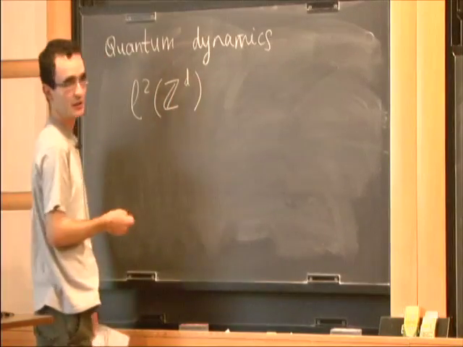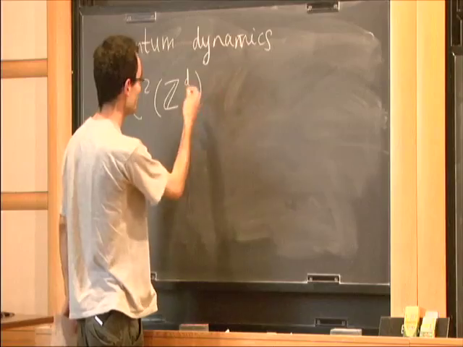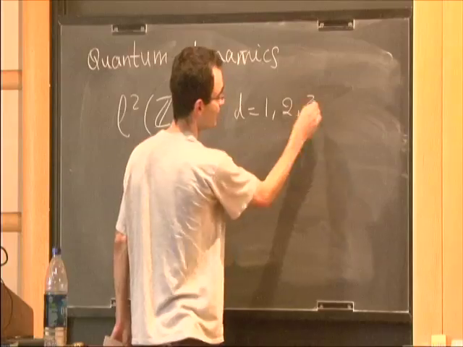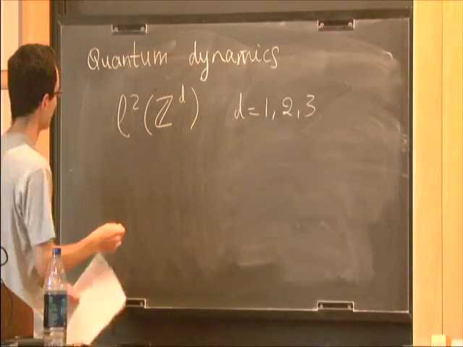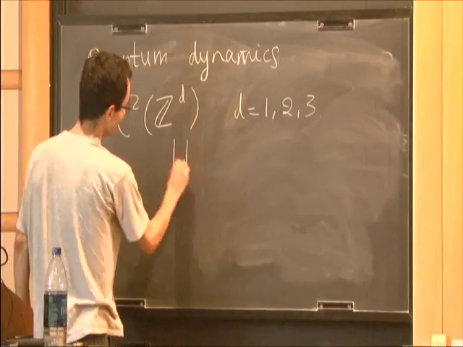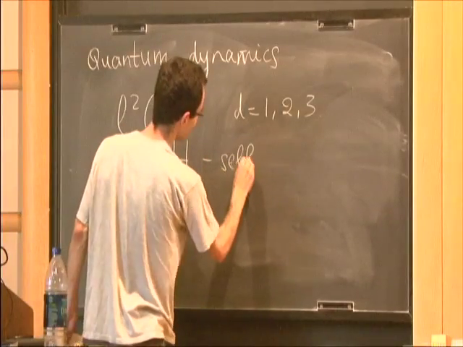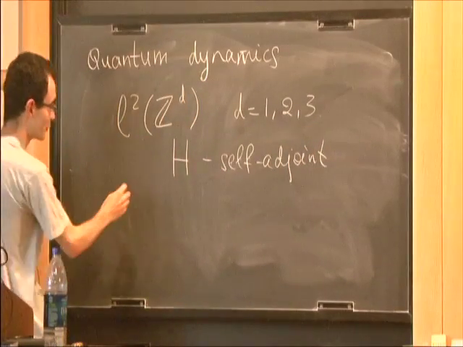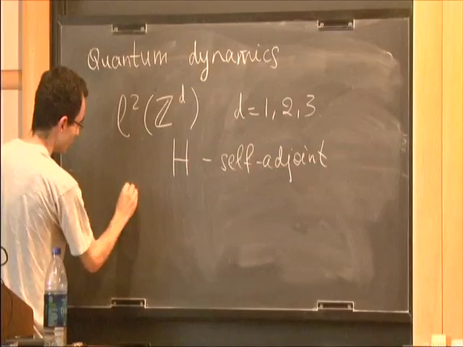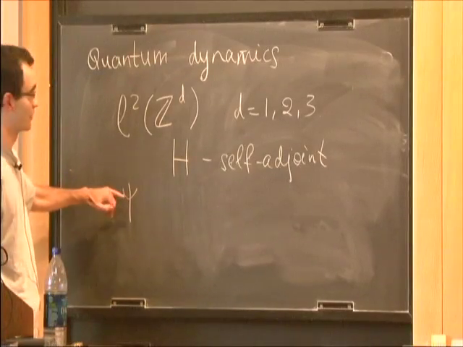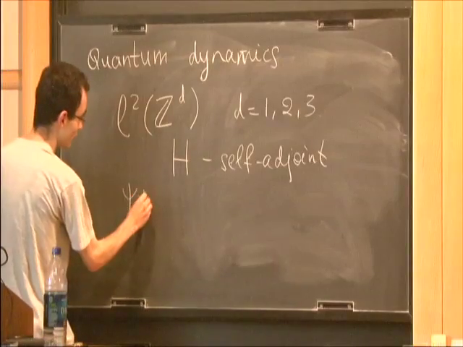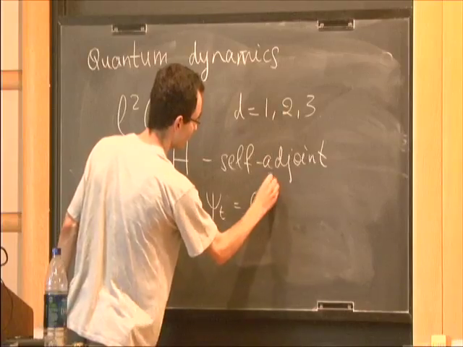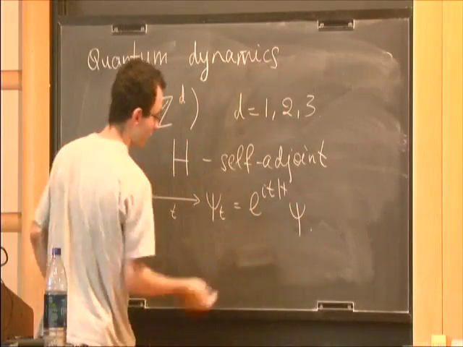space L2 of Z^d, the d-dimensional lattice, and I will restrict myself to d equal 1, 2, or 3. So the quantum dynamics: I have a self-adjoint operator H on this space L2, and I consider the following dynamics. We start with a function psi in this space, and after time t, it goes to psi_t, which is e to the i t H psi.